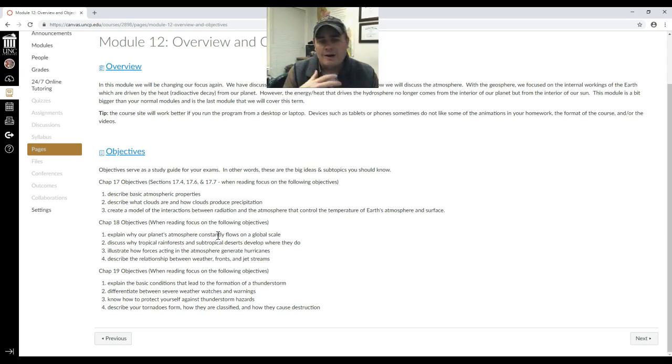We're going to try to figure out how interactions between radiation and the atmosphere control the temperature of the Earth's atmosphere and the surface of the Earth itself. In chapter 18, we're going to be explaining how our planet's atmosphere constantly flows on a global scale. We're going to be talking about things like Hadley cells and the convection and issues related to that, and our different climate zones within our planet. We're going to discuss how tropical rainforests and tropical subtropical deserts develop, and why we have arid environments in those regions. That's related to those Hadley cells.